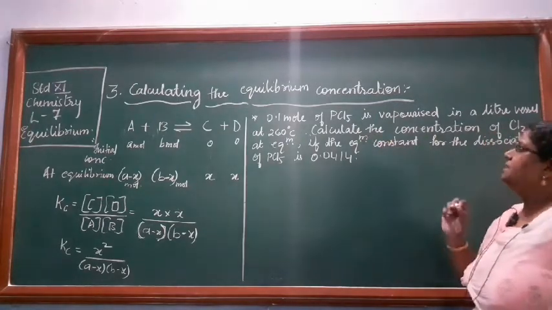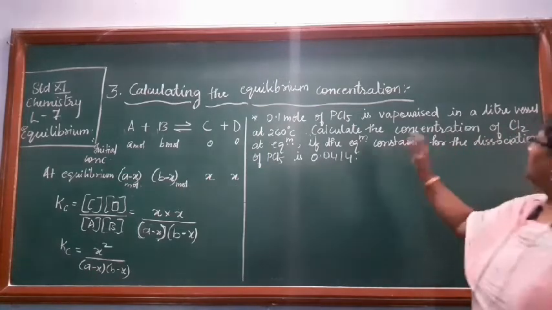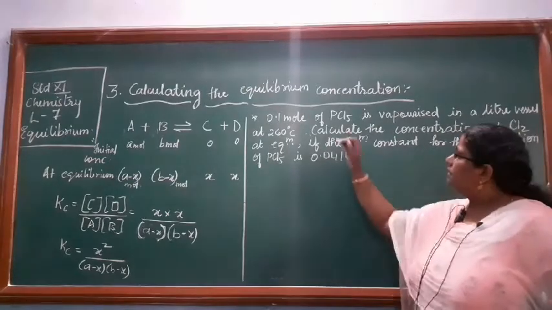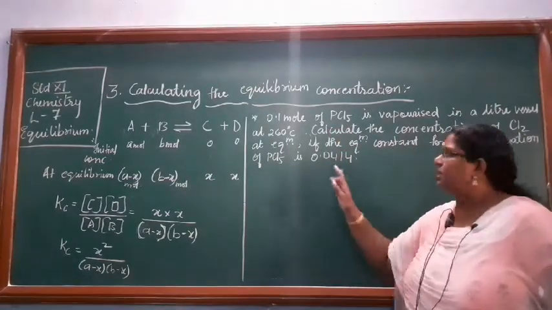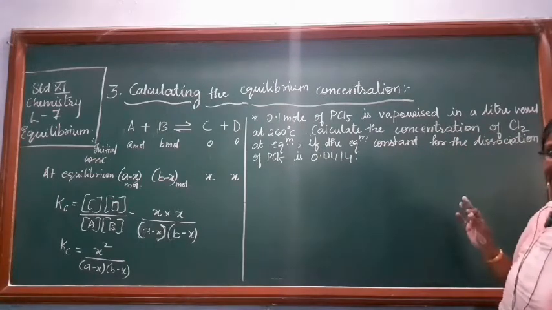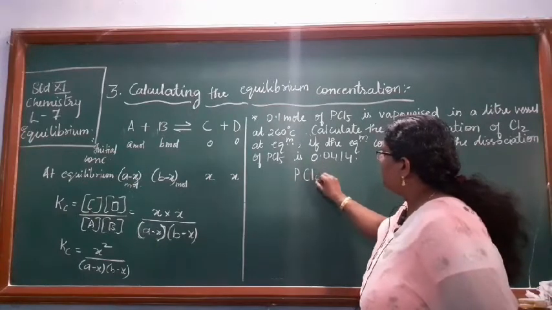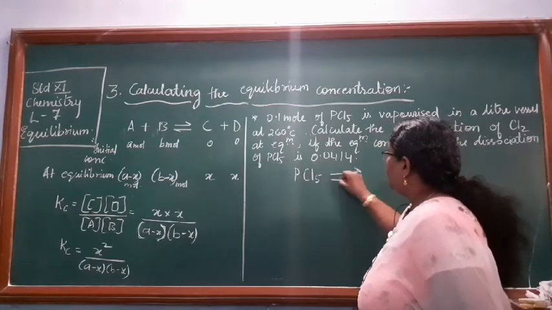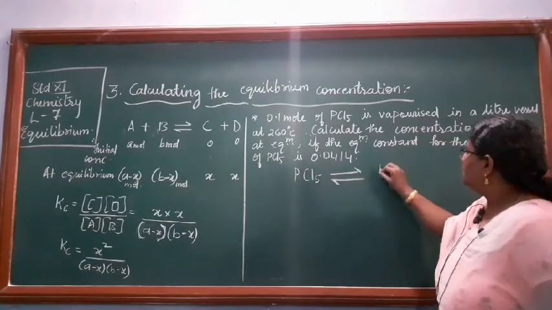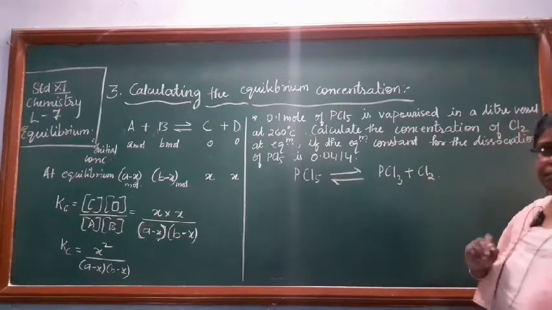0.1 mole of PCl5 is vaporized in a liter vessel. In a liter vessel, मतलब 1 लीटर वेसल में this PCl5 is evaporated. Calculate the concentration of Cl2 at equilibrium. So here the equation which you are talking about is PCl5. Okay, it has been decomposed because we want to calculate the amount of Cl2. So that is PCl3 plus Cl2.